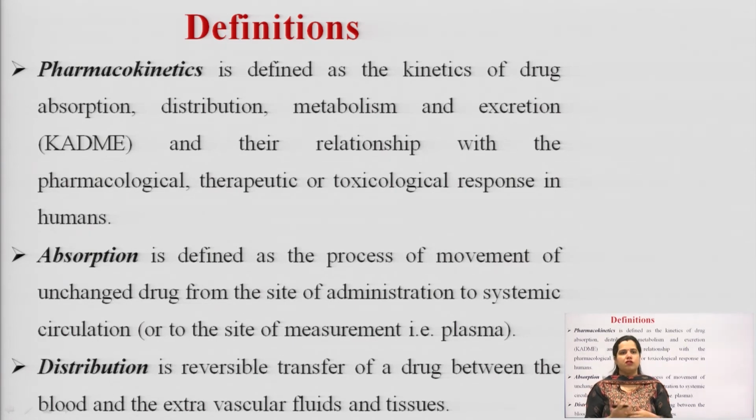Distribution is the reversible transfer of a drug between blood and the extravascular fluids and tissues, or peripheral tissues, we can say. The blood is considered the main compartment of the body system, and the other tissues and distribution centers are considered the peripheral compartments of the body. So, the drug first comes to the blood component and then distributes to the body cells and tissues.